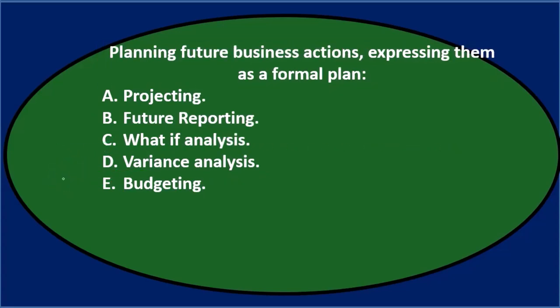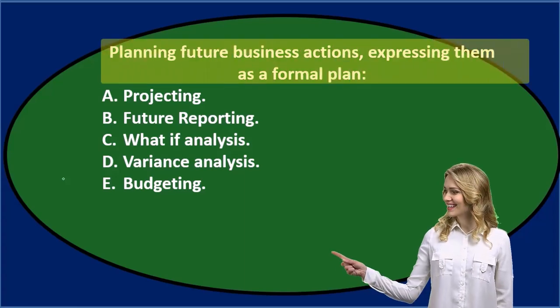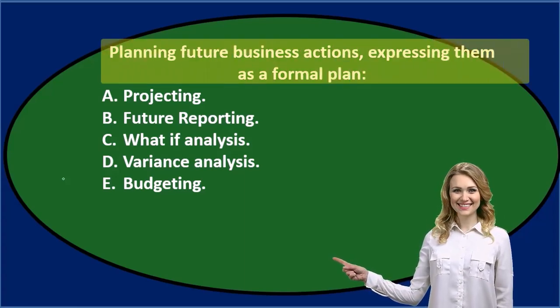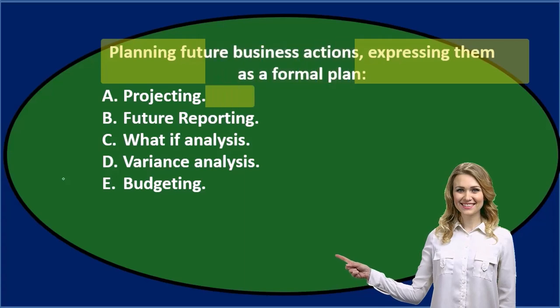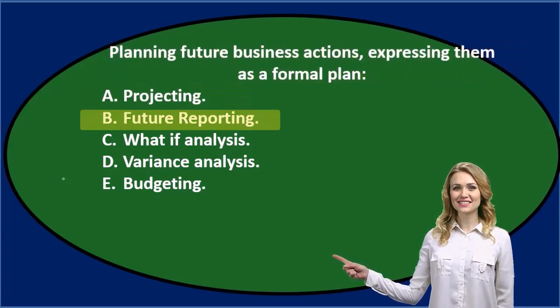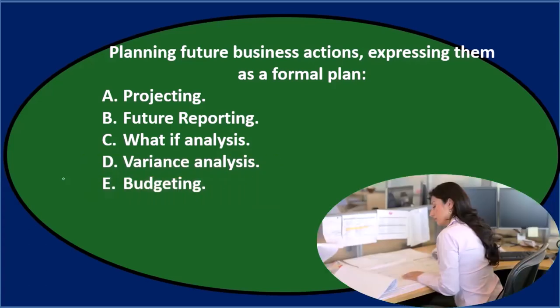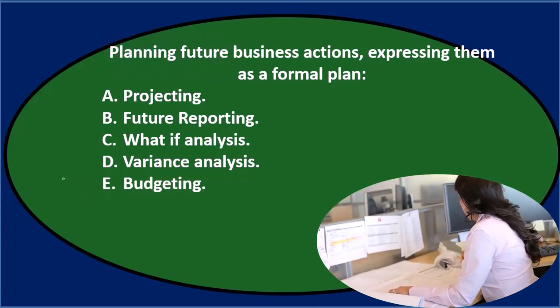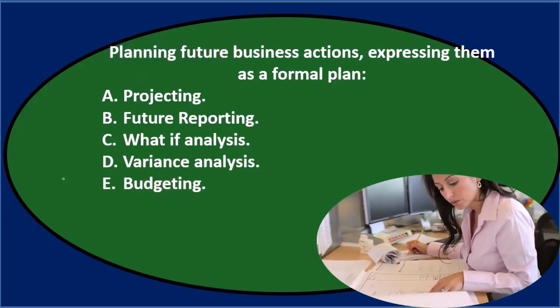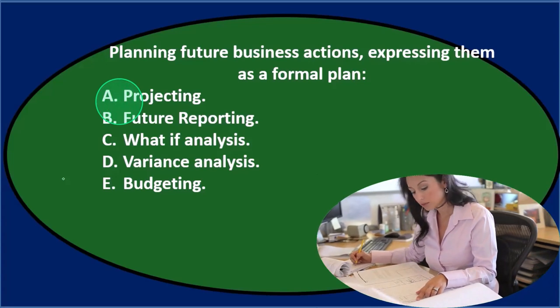Next item, next question. Planning future business actions, expressing them as a formal plan: A, projecting, B, future reporting, C, what if analysis, D, variance analysis, and E, budgeting. Let's go through that again using the process of elimination. Planning future business actions, expressing them as a formal plan is either A, projecting.